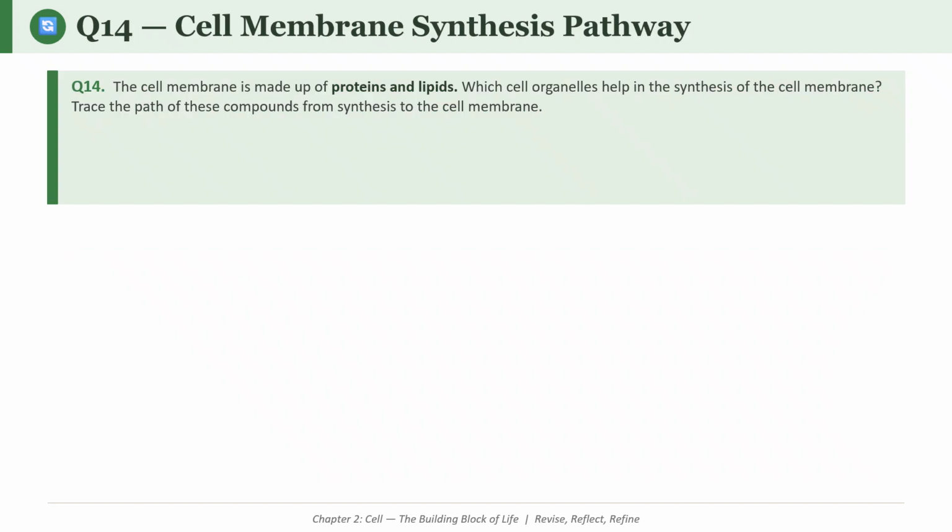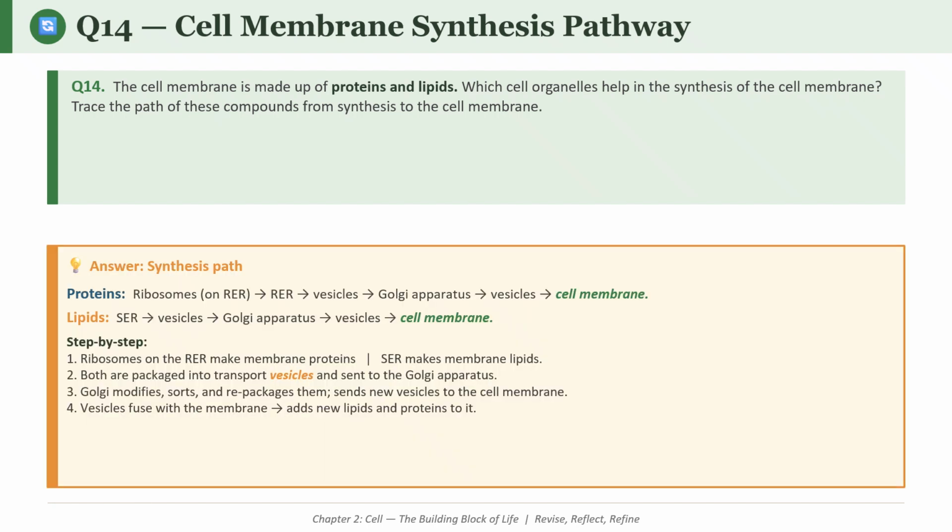The cell membrane is made up of proteins and lipids. Which cell organelles help in the synthesis of the cell membrane? Trace the path of these compounds from synthesis to the cell membrane. Let's see the answer for this one.